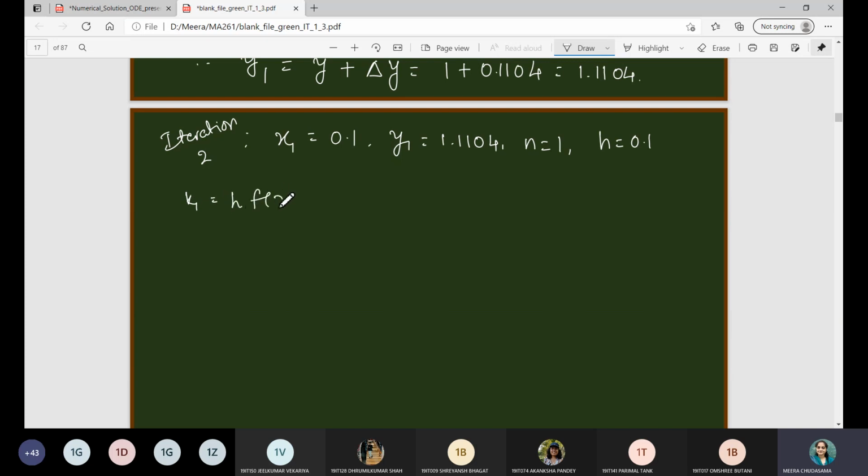So it is f at x1, y1. So 0.1, f at 0.1, 1.1104. So this is nothing but 0.1 into 0.1 plus 1.1104. So what will be the answer? 0.1210. Okay. Let me write K2 from here.